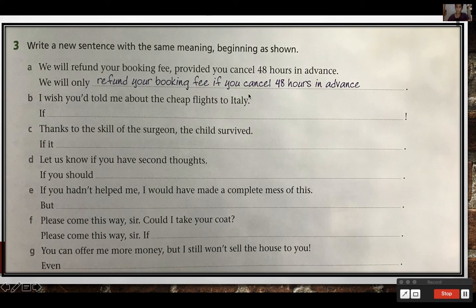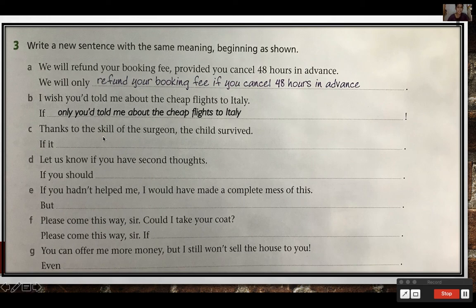Okay, the same meaning. I wish you had told me about the cheap flights to Italy. In this case, we have to use if. Very well. If only you had told me about the cheap flights to Italy. Si solo me hubiera dicho de los vuelos baratos a Italia. Okay, meaning if only you.